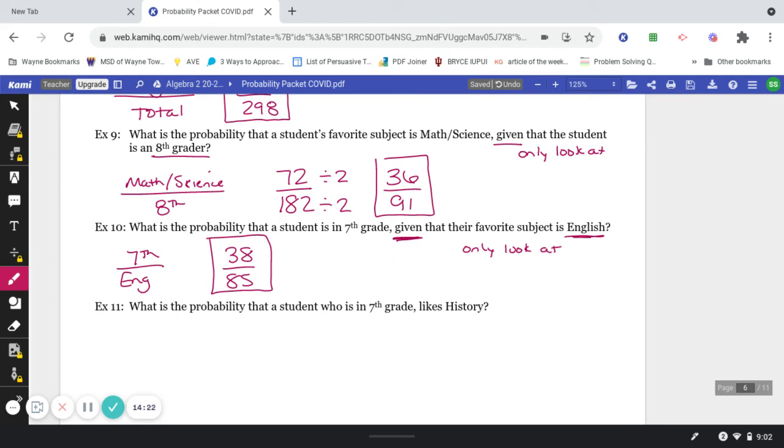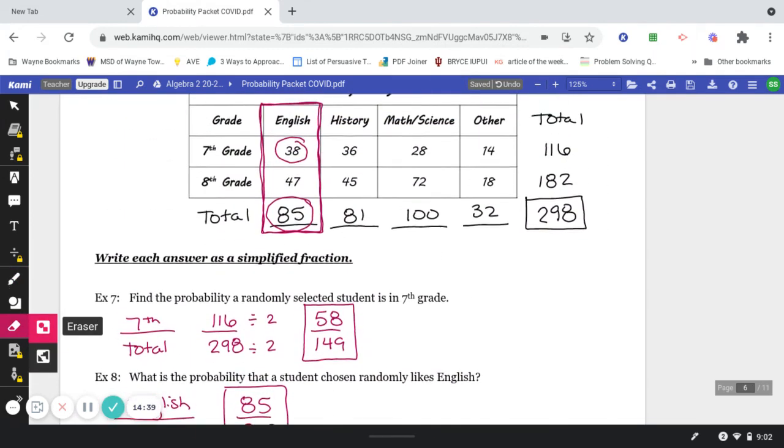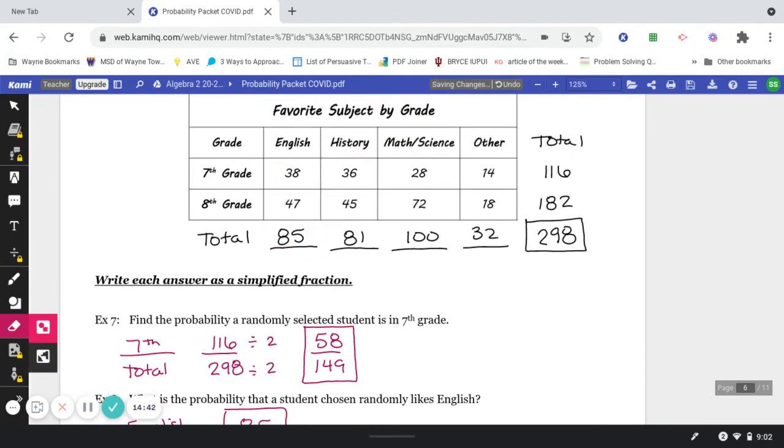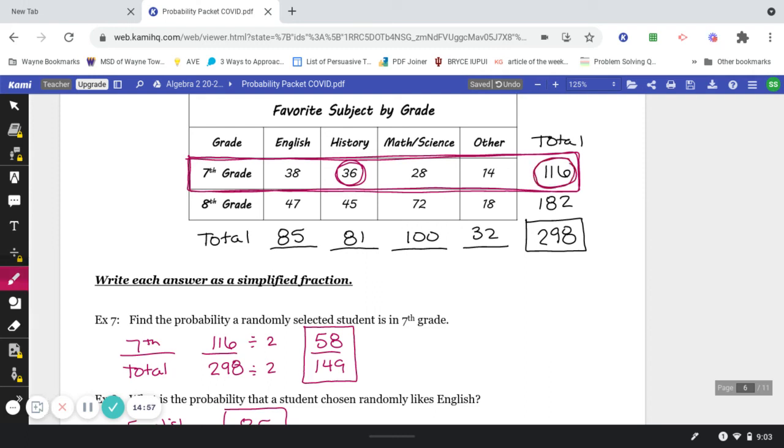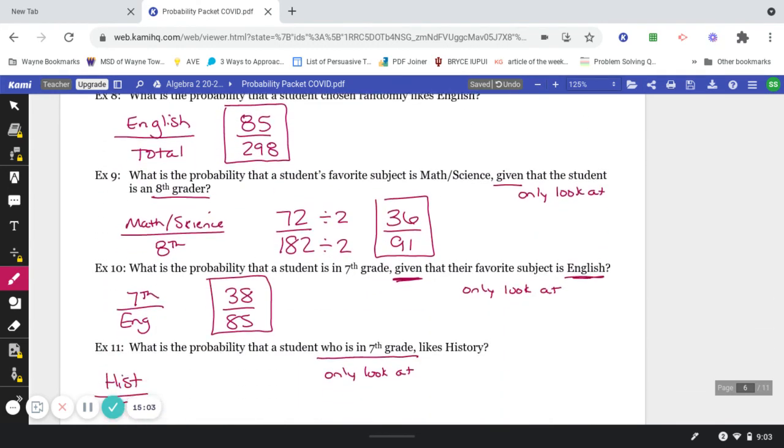All right, our last one. What is the probability that a student who is in 7th grade, so only look at 7th grade, likes history? So I need all the people that like history, but only from the 7th graders. So this time when I look at my list, I'm going to focus on my 7th graders right here. And then the history out of the total 7th graders. 36 out of 116.